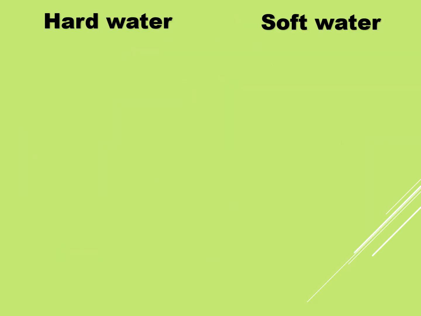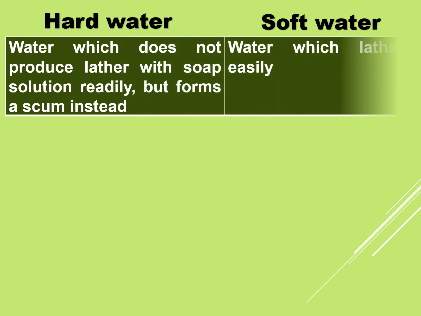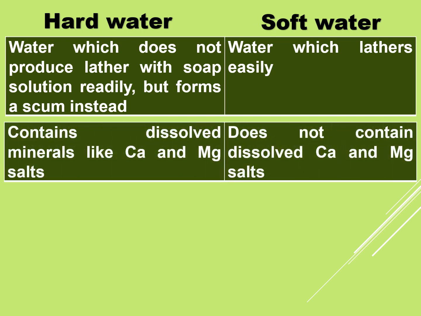Now, let us classify water into two types based on hardness. You have hard water and soft water. What is hard water? Water which does not produce lather. Soft water is water which lathers easily. Hard water contains dissolved minerals like calcium and magnesium salts, but soft water does not contain these salts.